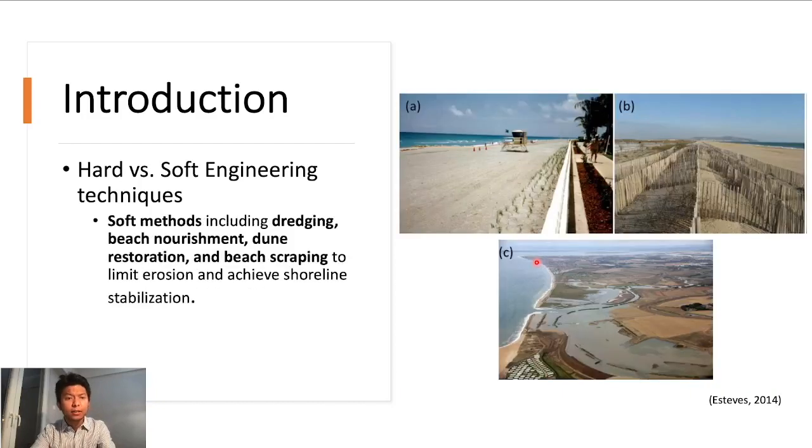On the other hand, soft engineering techniques use soft methods such as dredging, beach nourishment, and beach scraping to limit erosion and achieve shoreline stabilization. These methods are less intrusive to natural coastal processes compared to hard structures.